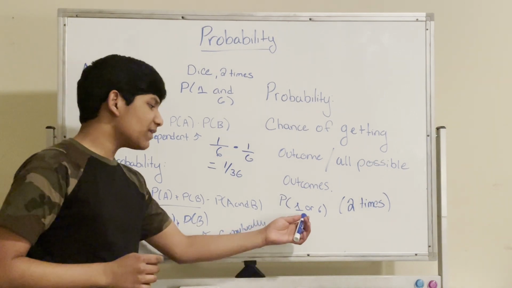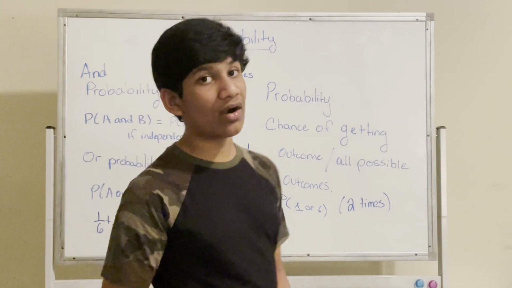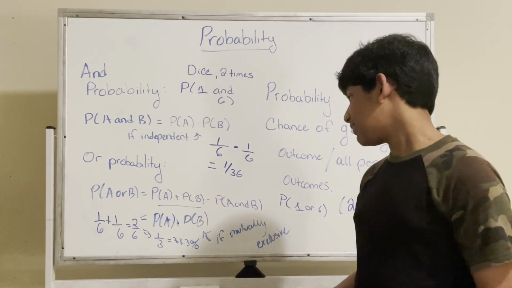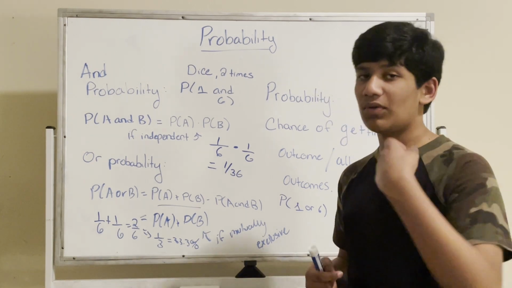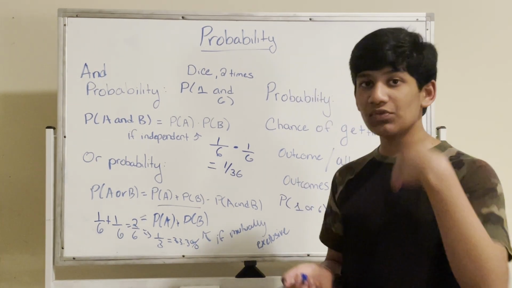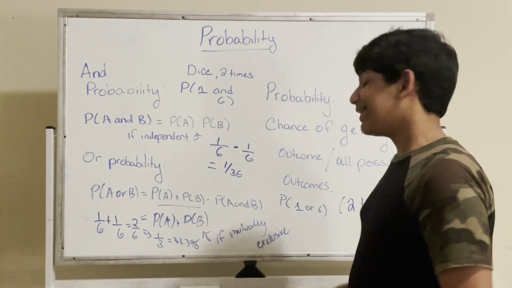So the probability of getting 1 or a 6. Now these are mutually exclusive because they don't occur at the same time. Because we're not rolling them simultaneously. We're rolling them once and then rolling them again. So they're mutually exclusive. They don't occur at the same time. If we roll them both at the same time, there's a probability that we'll get a 1 and a 6.